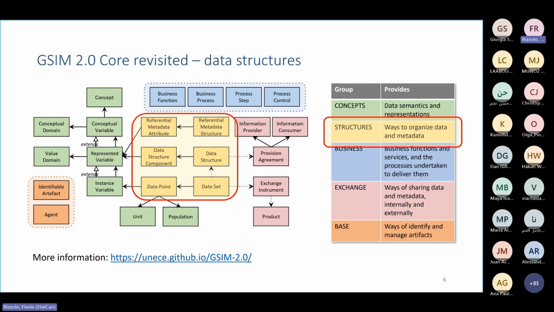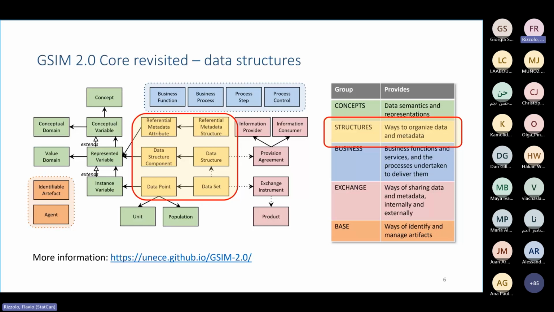So as we mentioned before, referential metadata at the top includes things like quality information, methodology, and other elements that qualify in some way data. Referential metadata is organized in structures and attributes, and also other classes, which are not shown here.